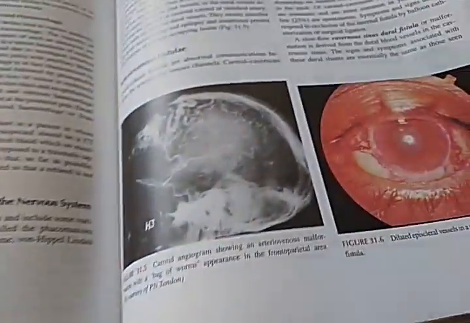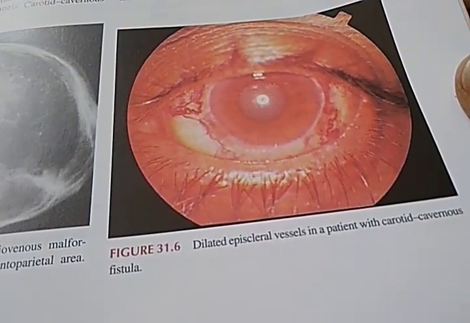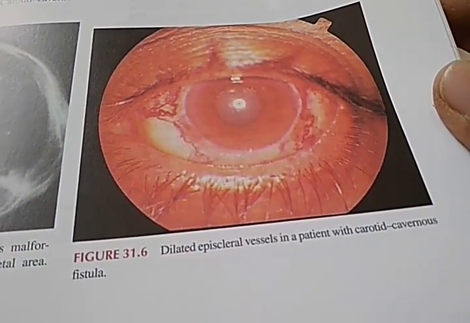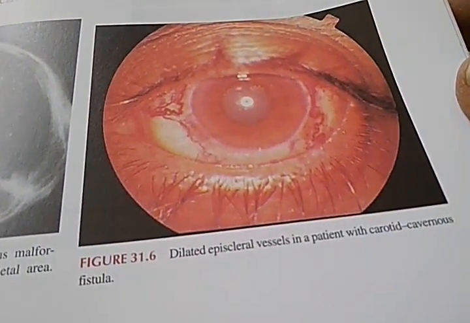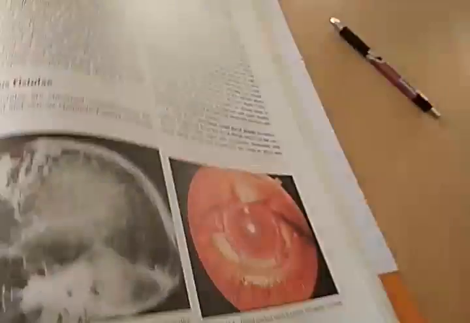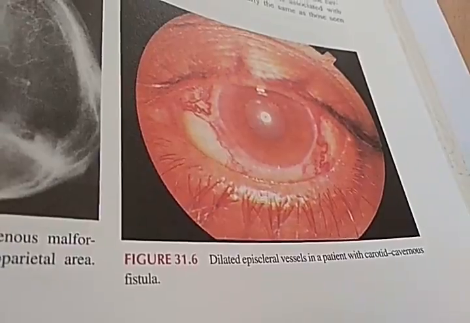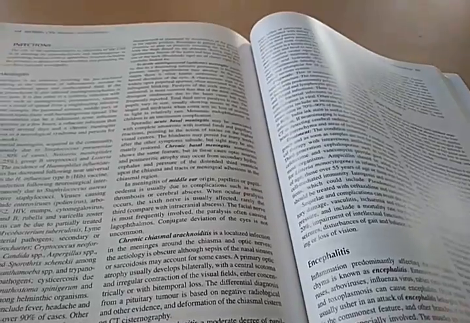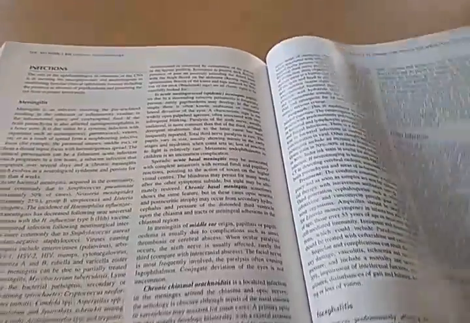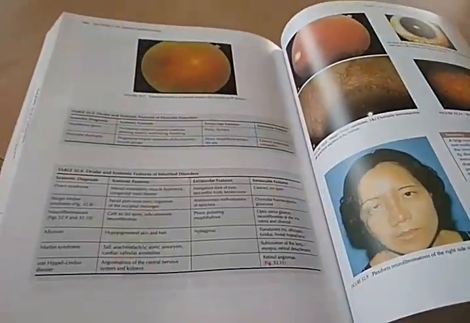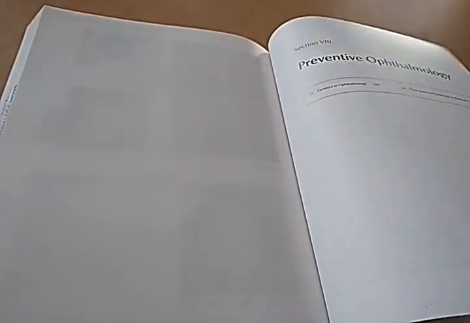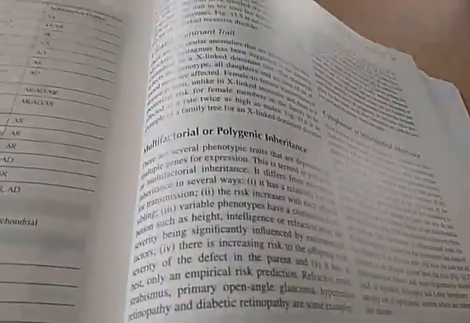Prion diseases. Okay, how all these things will affect the eye. Do you want to look at this one? Dilated episcleral vessels in a patient with carotid cavernous fistula. Carotid cavernous fistula. Okay, and now it has affected the eye. Okay, guys, look at all this in detail based on what is there for your exam. You can read. Otherwise, I think it may be a little too much. What do you say?